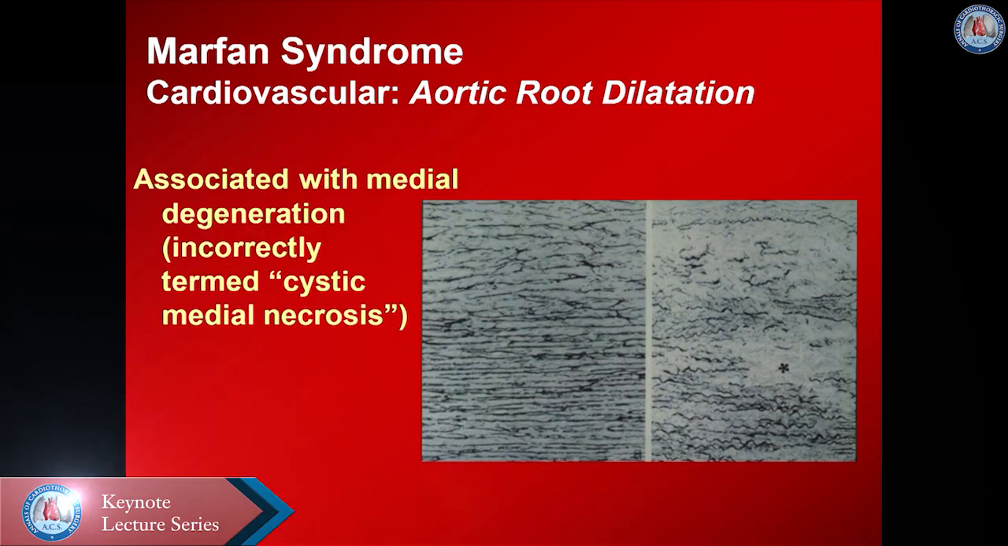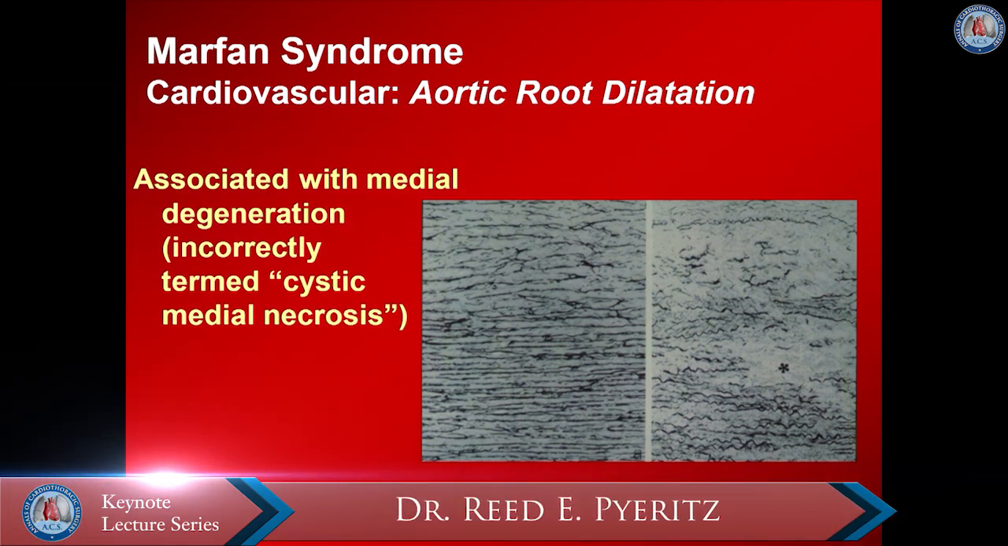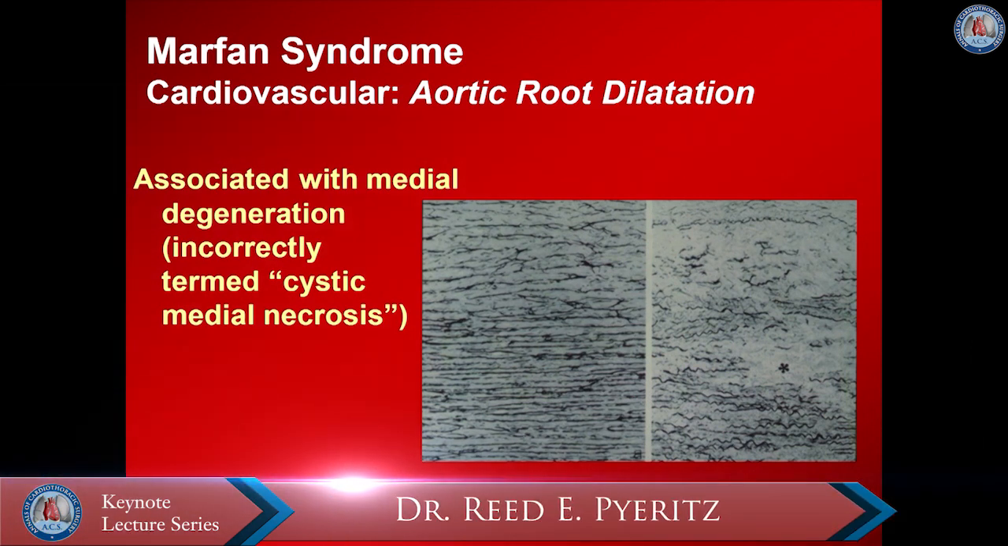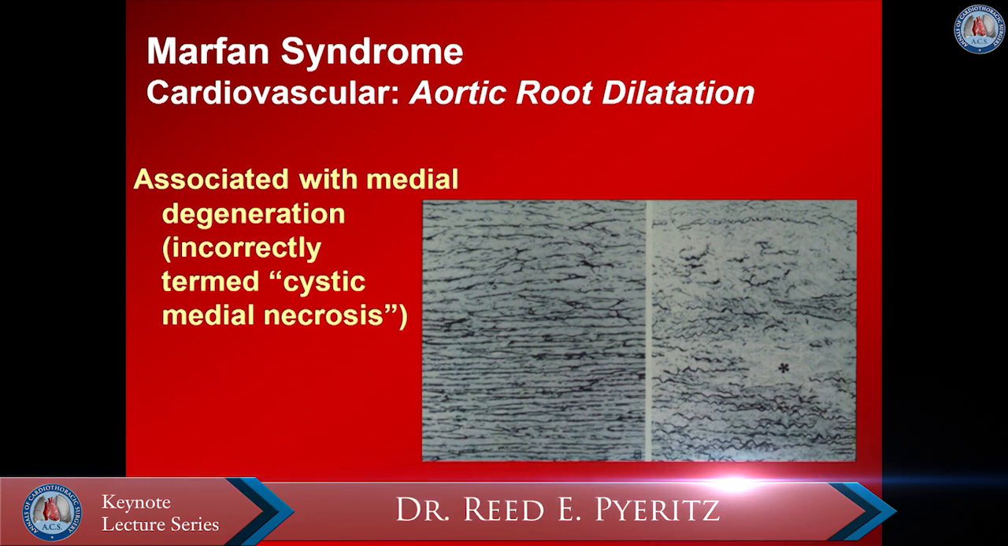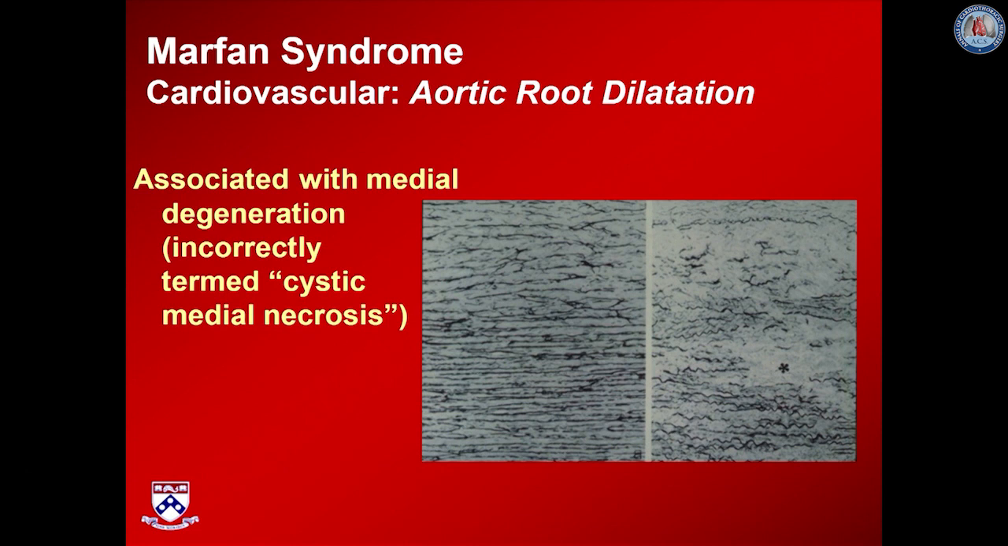The hallmark pathologic finding in the Marfan aorta was originally called cystic medial necrosis, but since there are neither cysts nor necrosis present, the better term, which is in universal use today, is medial degeneration. However, this pathologic finding can be seen in almost all heritable disorders affecting the thoracic aorta, and indeed as a concomitant of hypertension and aging.